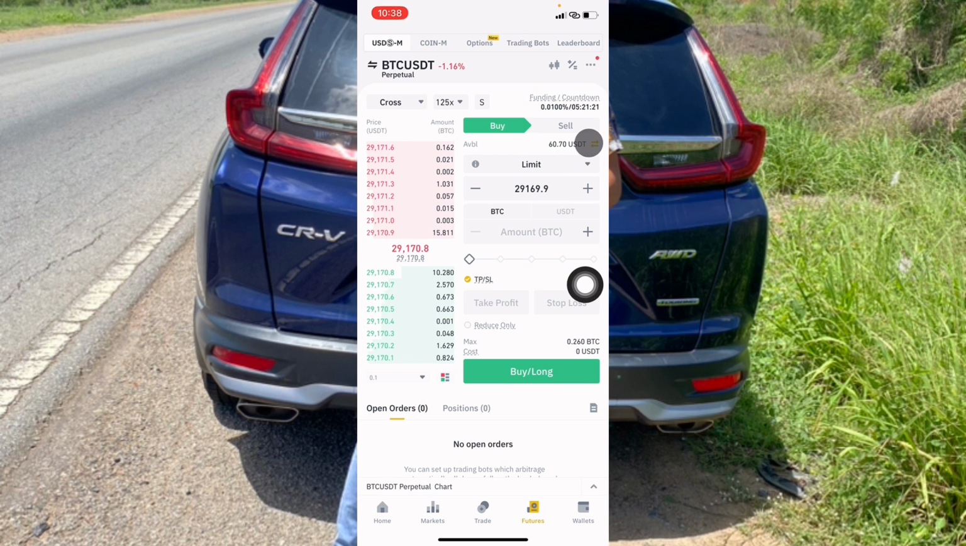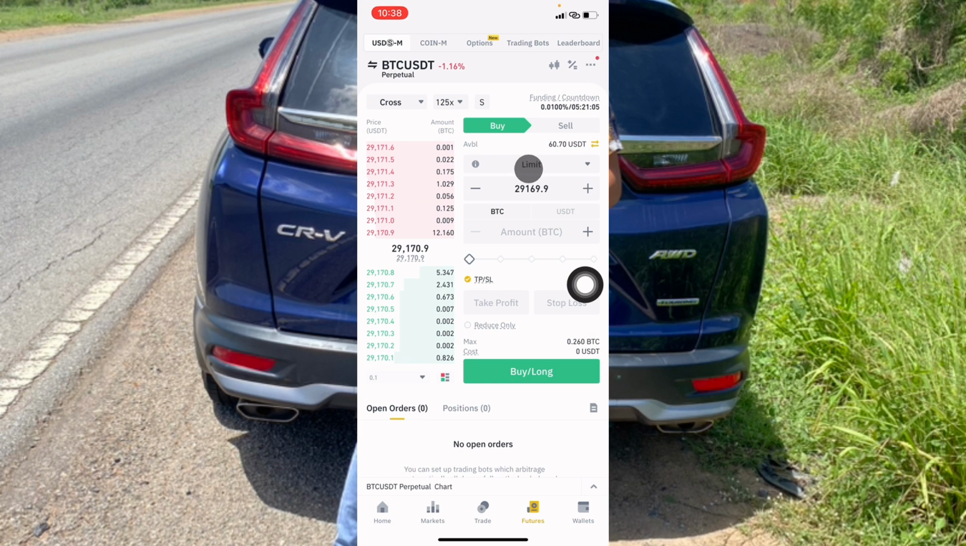Please only transfer money you can afford to lose into your Binance futures wallet. It's very important you listen well. Only transfer money you can afford to lose. If money is in your funding wallet or your spot wallet, they will not be affected if your trade doesn't go well.